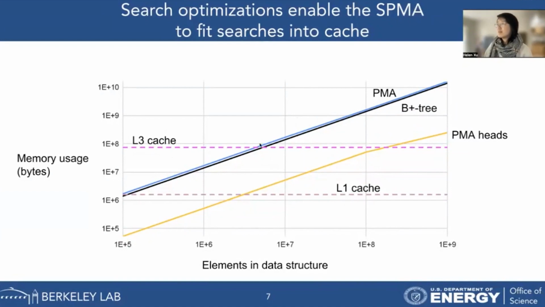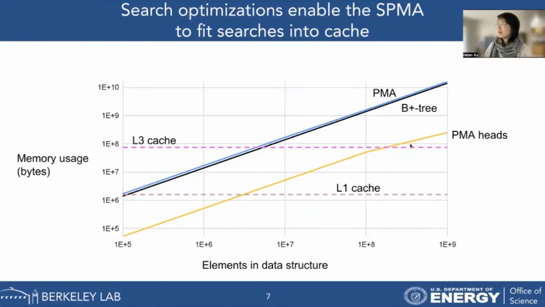And one of the main issues is that both of them exceed the size of L3, which is the last level of your cache hierarchy, between just 1 million elements and 10 million elements. So 1 million elements is not a huge amount of elements. When your data structure gets to be a reasonable size, it's already falling out of L3, which is the reason that PMA searches are so slow.